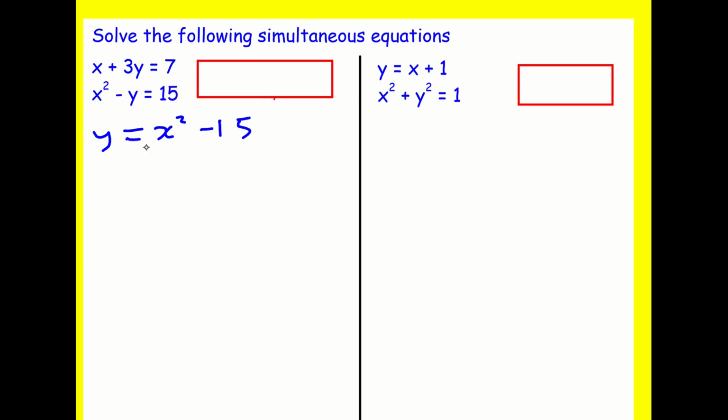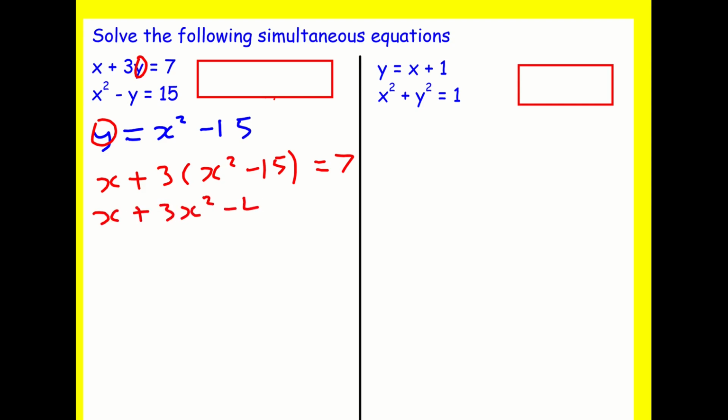Whereas actually here, it's going to be easier. I'm just going to replace this y by this y here, and hence x plus 3. Just practicing and getting better at this will make you solve these things quicker if you spot an easier way to do it. So x plus 3 lots of x squared minus 15 is equal to 7, and I've used substitution, but I've managed to get rid of the y. So x plus 3x squared minus 45 equals 7.